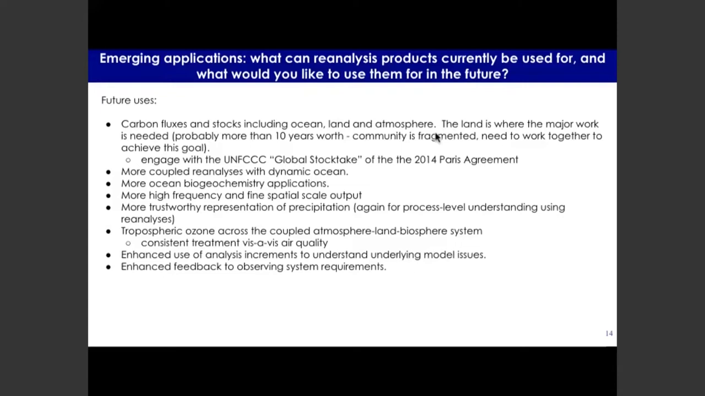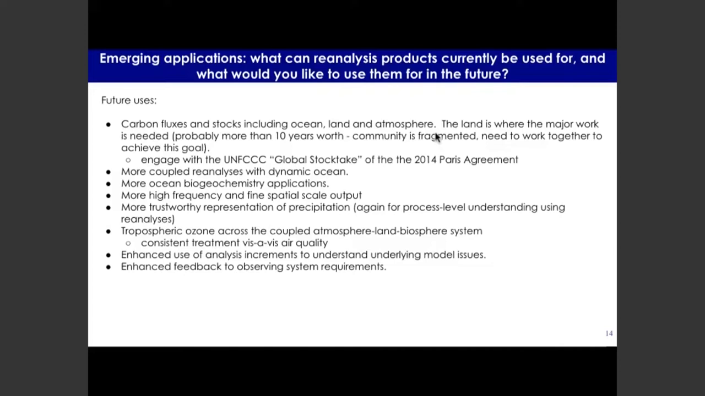There's a desire for more trustworthy representation of precipitation. That would be useful in terms of land atmosphere interactions and also getting process level understanding of things like the MJO, if you want to look at the circulation and the precipitation in a way that's all consistent. There should be enhanced use of analysis increments to try and understand underlying model issues.